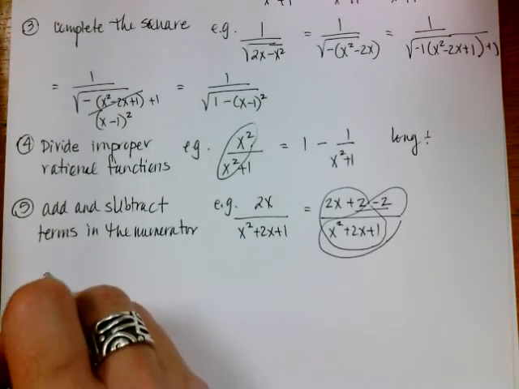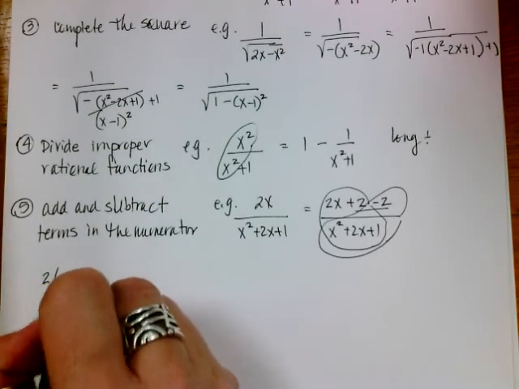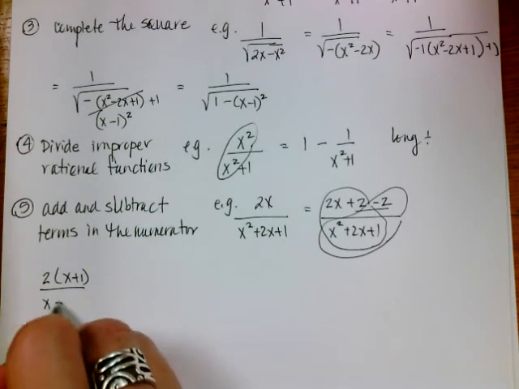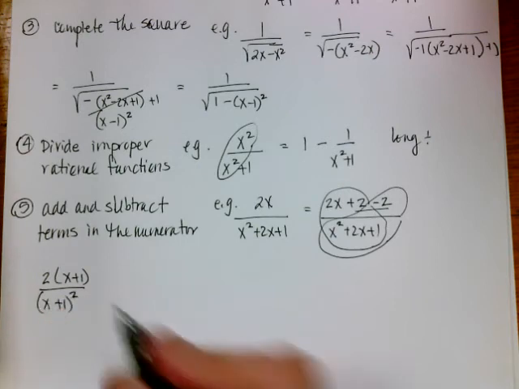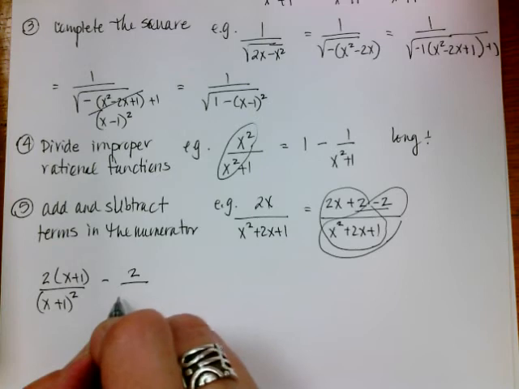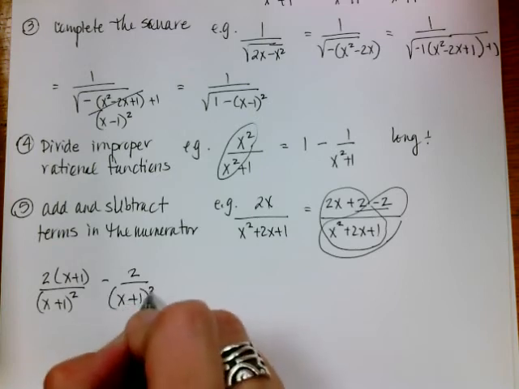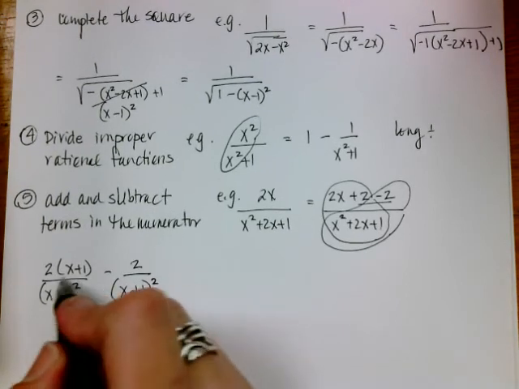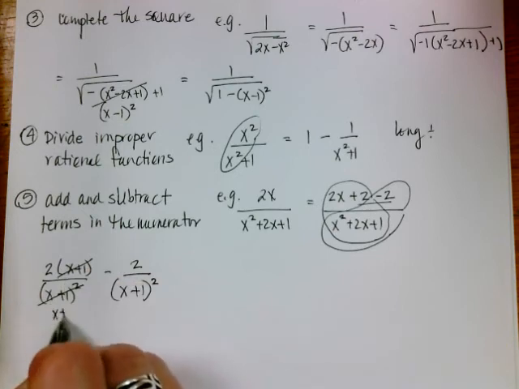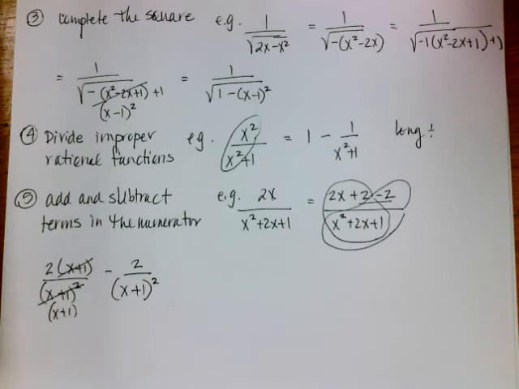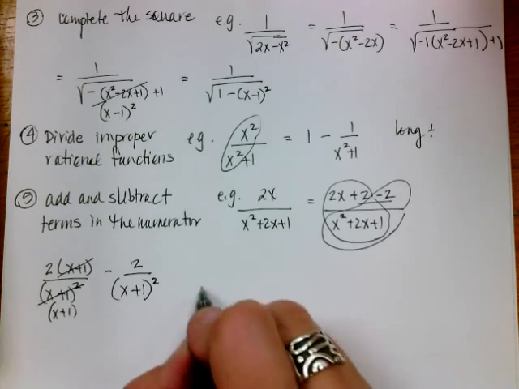So then it's going to become 2, and I'm going to factor as I go. So there's the (x plus 1). The bottom is (x plus 1) quantity squared. And then here's the negative 2, and I have (x plus 1) quantity squared. So then at this point, these guys would reduce, and then I could keep going and finish my integration.